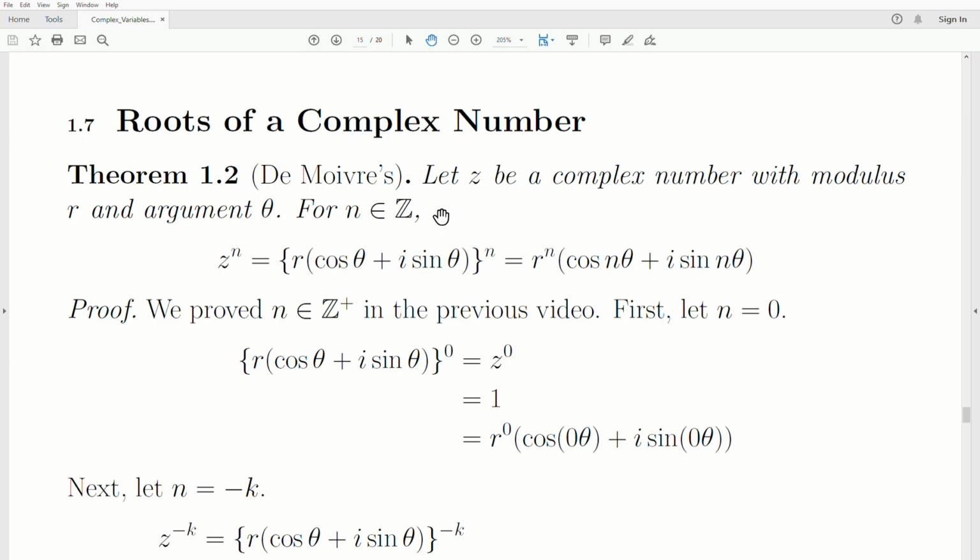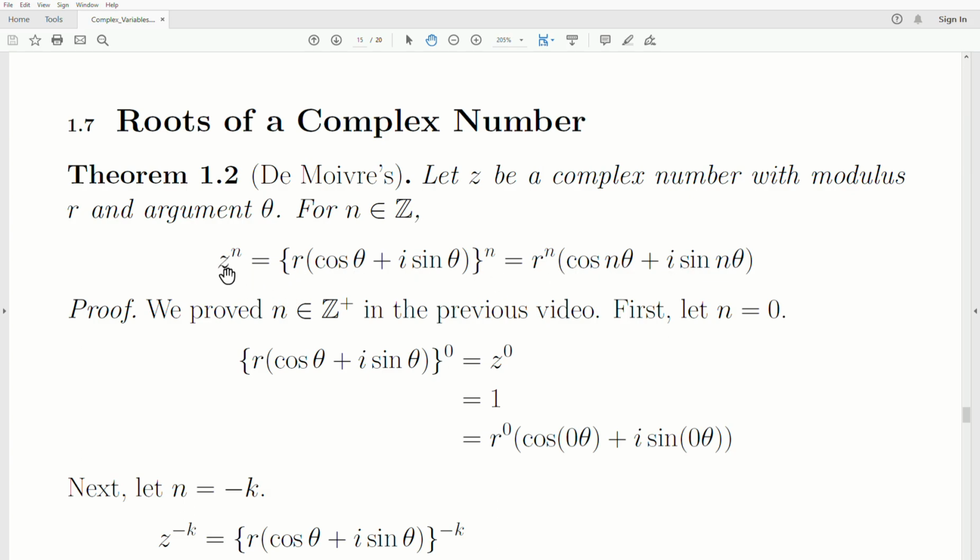We looked at de Moivre's theorem when n was a positive integer. Now we want to expand it to all integers. So let z be a complex number with modulus r and argument theta. We covered this in previous videos in this playlist, and this is essentially the complex number in polar form. And for n an integer, this formula is true.